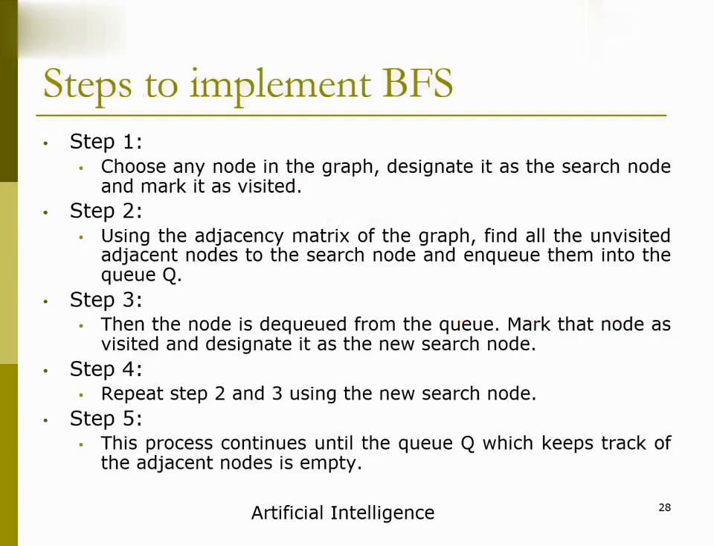These are the steps to implement BFS. First step, you will have to choose a node in the graph. That will be the search node. Now that will be marked as visited. Now using the adjacency matrix, you have to find all the unvisited adjacent nodes to this search node. Now all these nodes, you have to enqueue them in the queue. Now each node will be dequeued from the queue. That will be the search node now, which will be marked as visited. Then these two steps are repeated using the new search node. This process continues, and you will keep track of the adjacent nodes. So until the queue is empty, you will have to repeat the process.